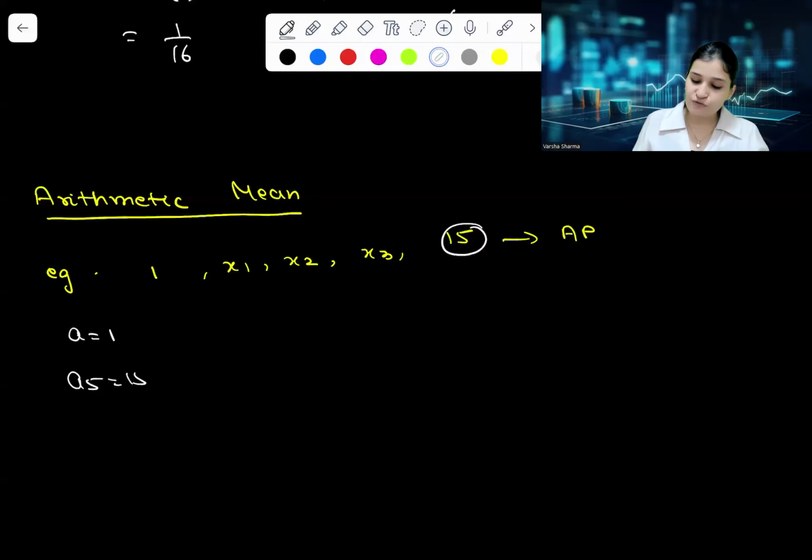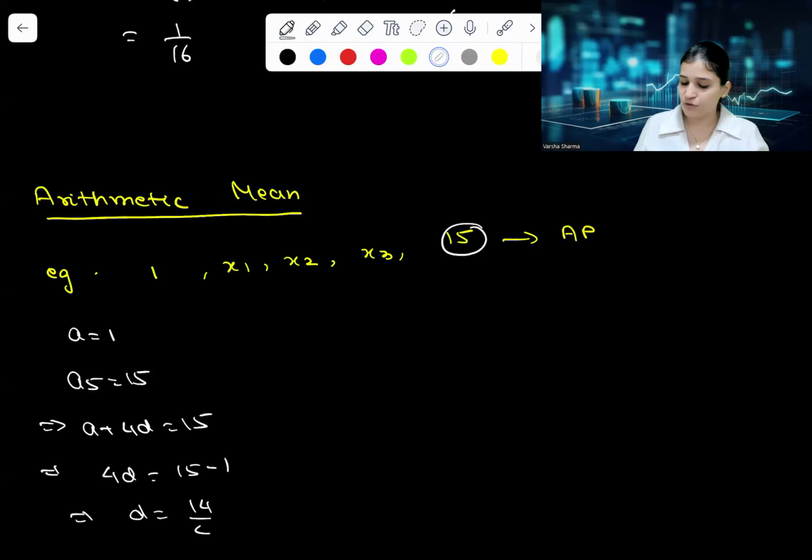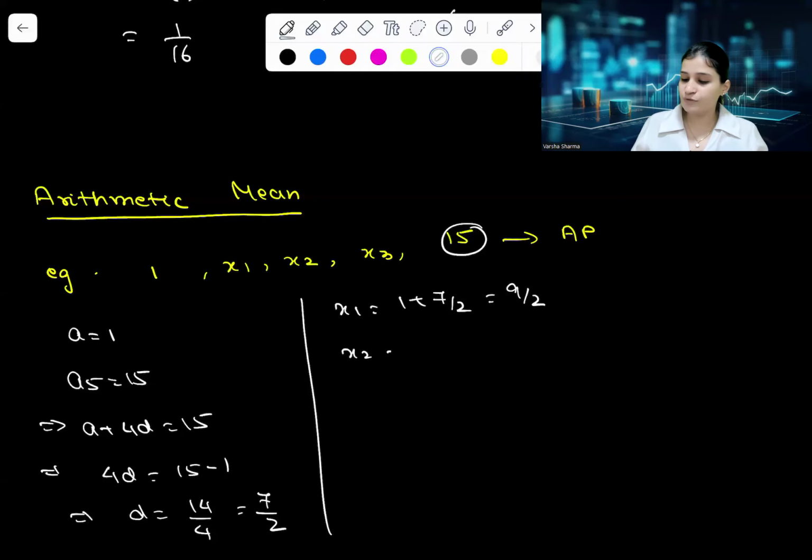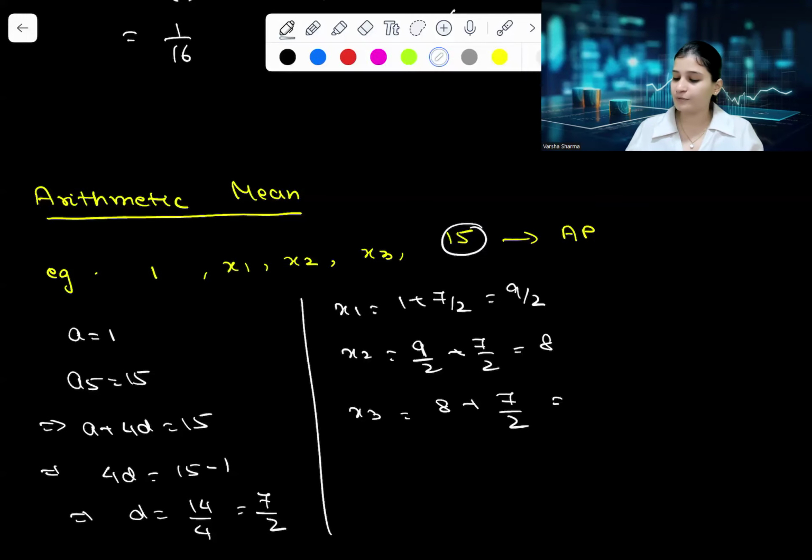A5 is 15. So first what we want is D. A plus 4D is 15. A is 1. So D will be 14 by 4, that is 7 by 2. So automatically now x1 will be 1 plus 7 by 2, 9 by 2. X2, again adding 7 by 2, 16 by 2, 8. X3, 8 plus 7 by 2, 23 by 2. That's it.